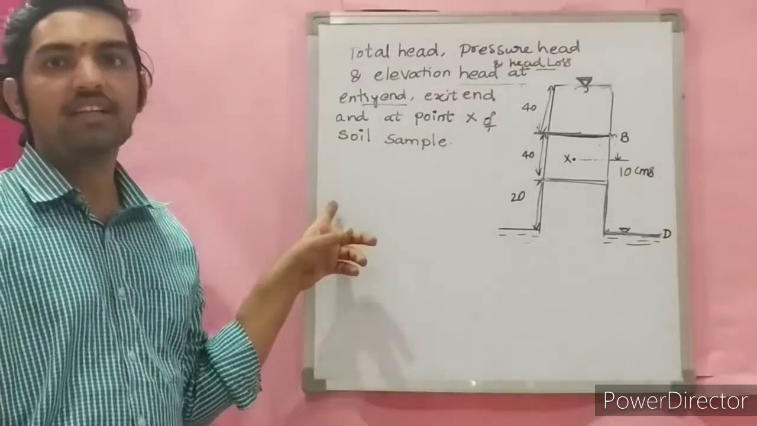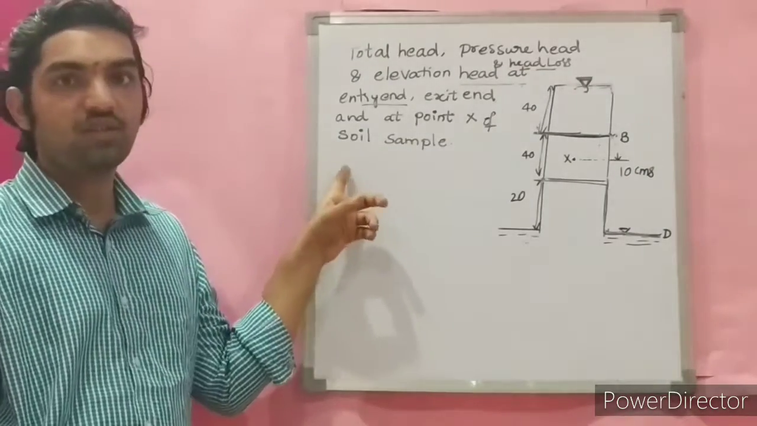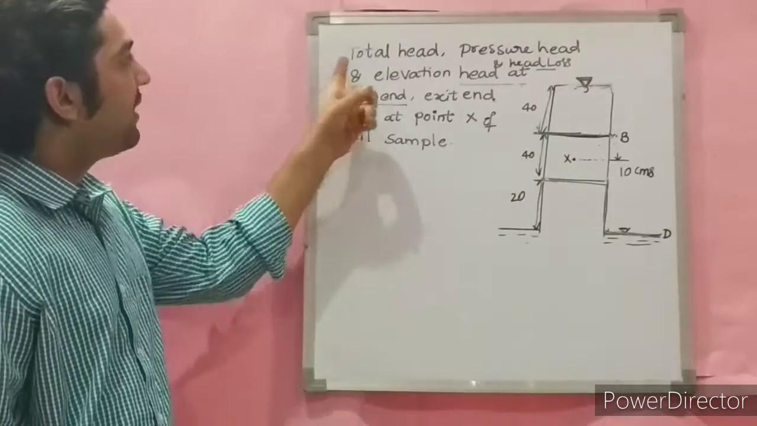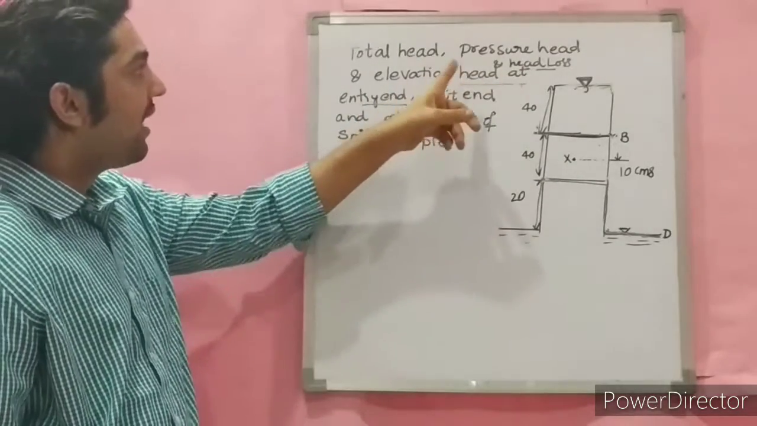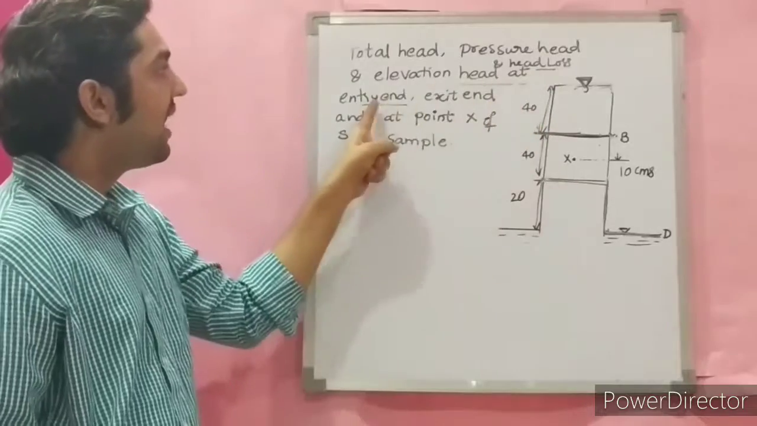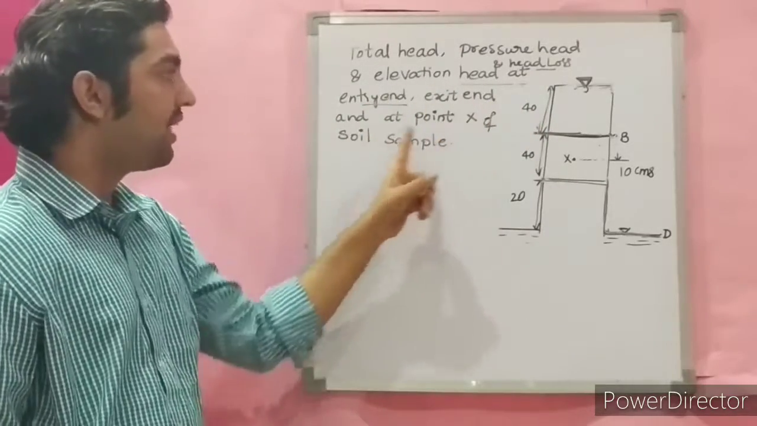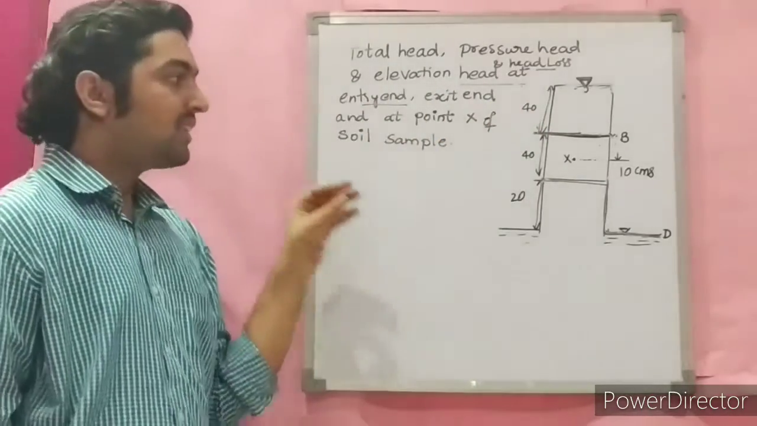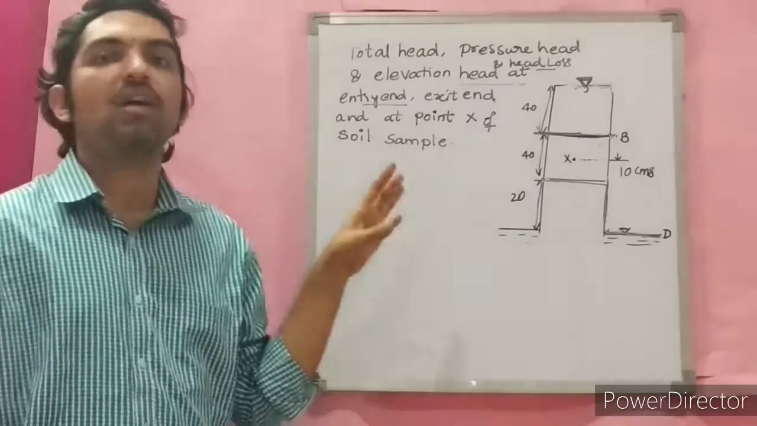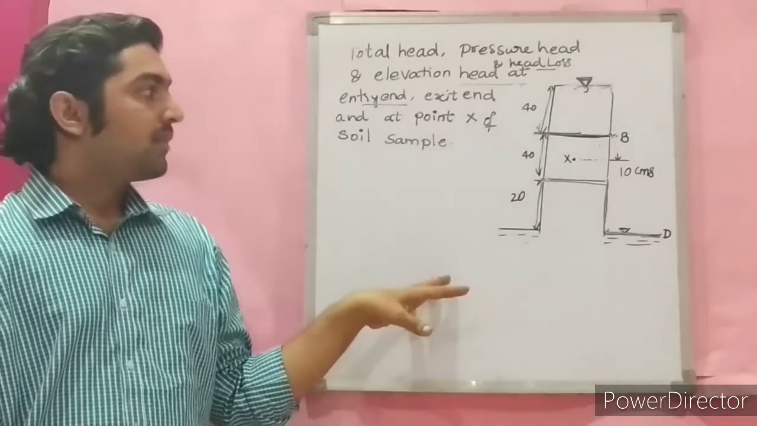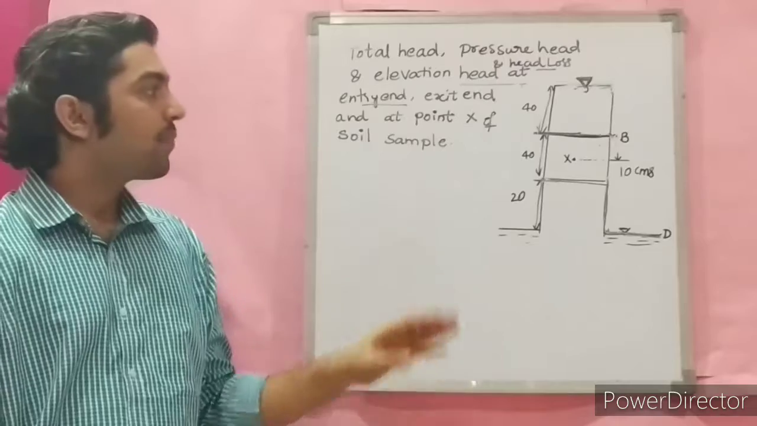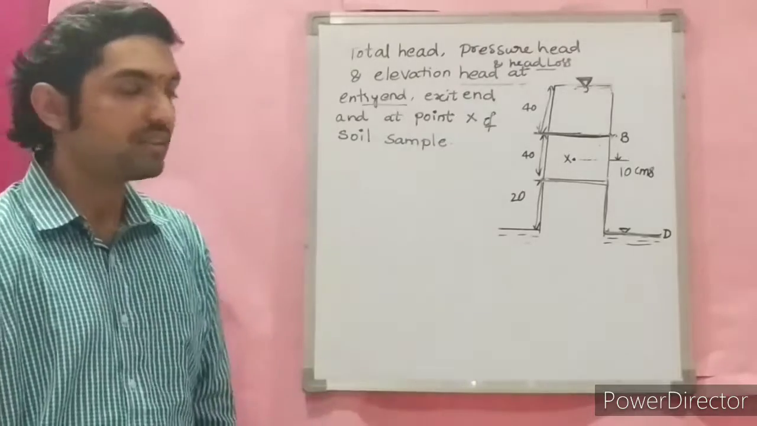Welcome to the quiz session on soil mechanics. This is for quiz number 2. Determine the total head, pressure head, elevation head and also head loss at entry and exit end and point X of the soil sample. Sufficient time was given in order to solve this question, so we are not giving further time. Okay, let us start the solution.